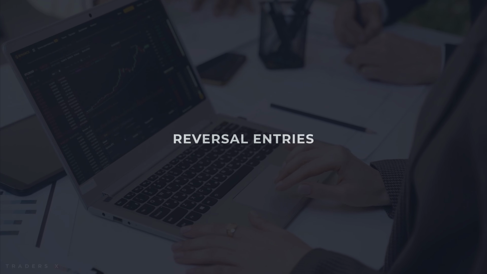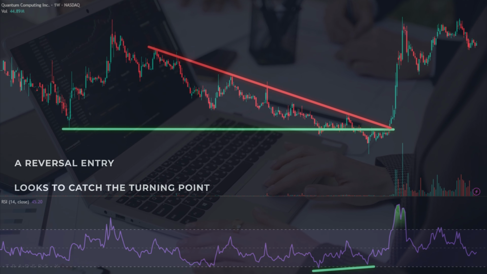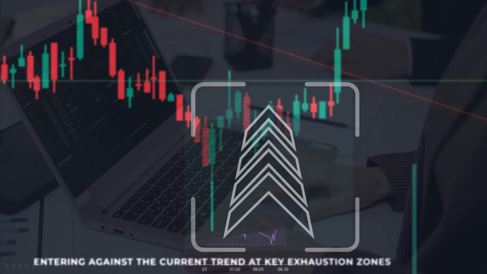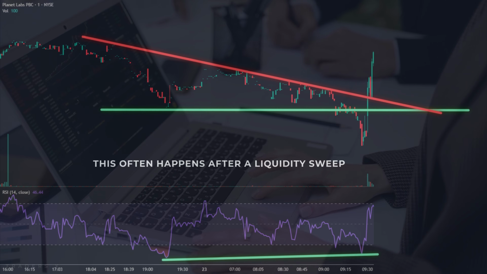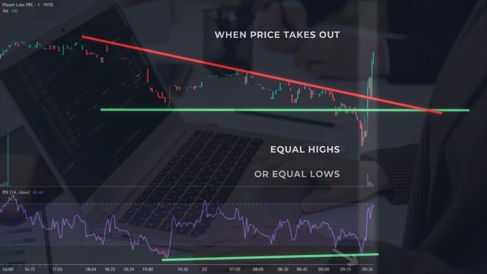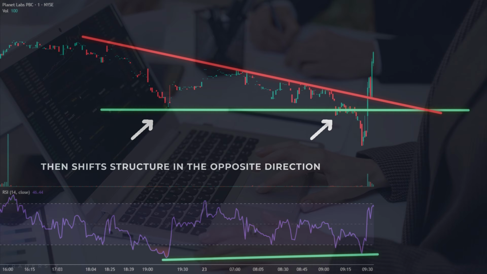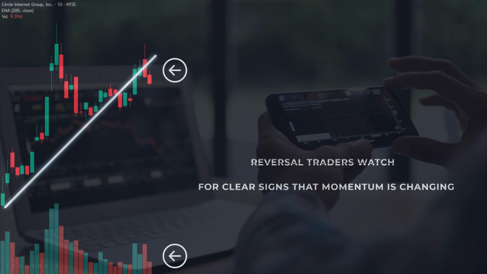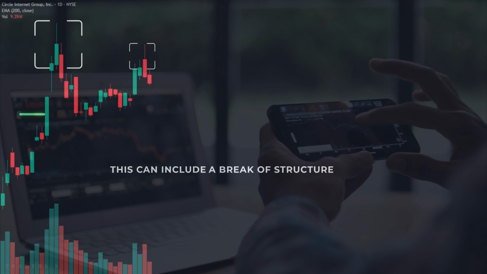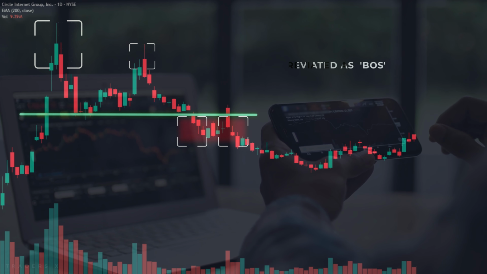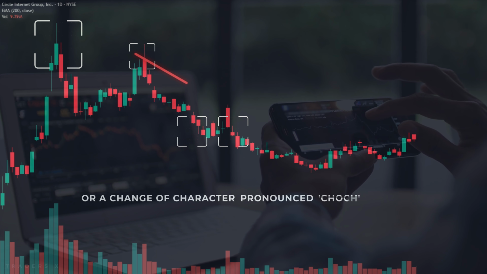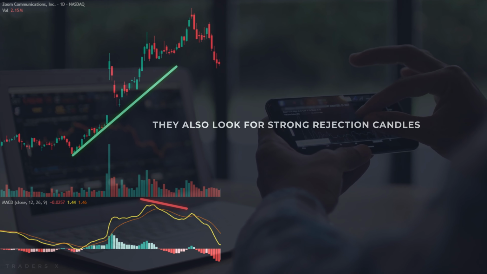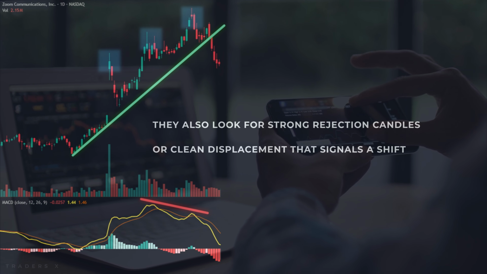Reversal entries. A reversal entry looks to catch the turning point of a price move, entering against the current trend at key exhaustion zones. This often happens after a liquidity sweep, when price takes out equal highs or equal lows, then shifts structure in the opposite direction. Reversal traders watch for clear signs that momentum is changing. This can include a break of structure, often abbreviated as BOS, or a change of character, pronounced chotch, like it rhymes with watch. They also look for strong rejection candles, or clean displacement that signals a shift in control.